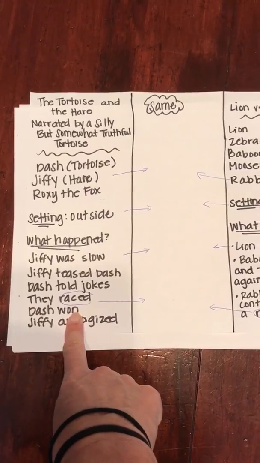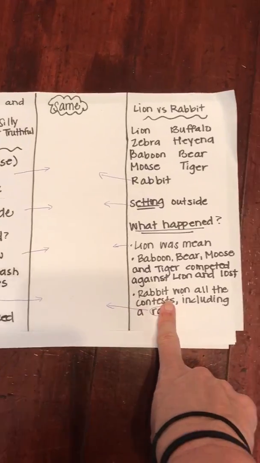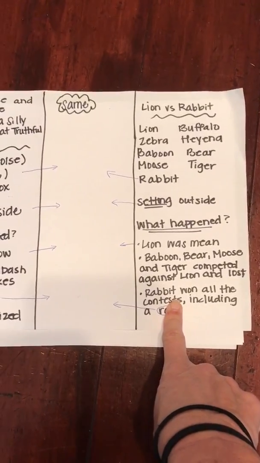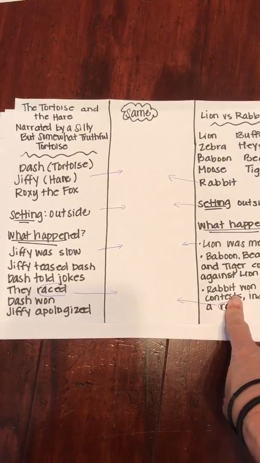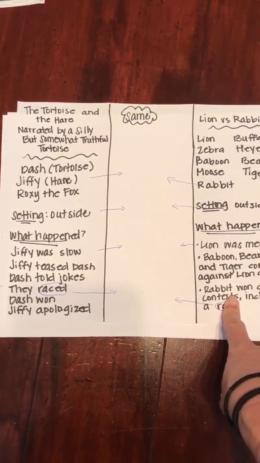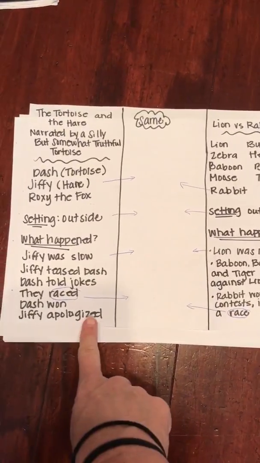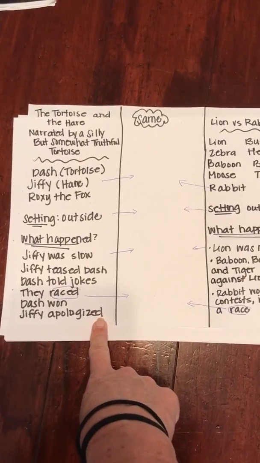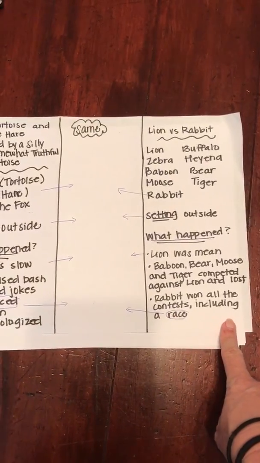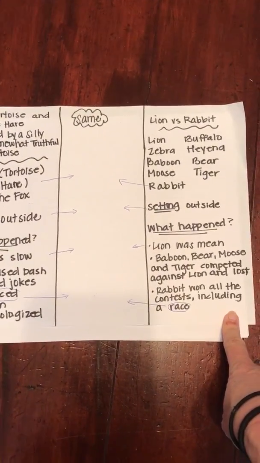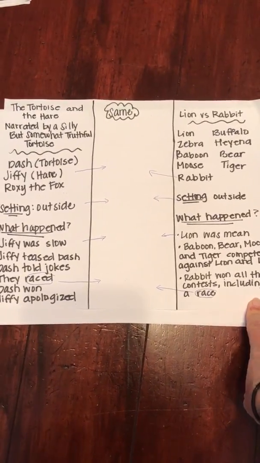In The Tortoise and the Hare, Dash won. Dash is the tortoise. And in the story, Lion versus Rabbit, Rabbit won. So would that be a way that the two stories are same or similar, or is that a way that those two stories are different? That's a way that they're different. At the end of our first story, Jiffy apologized, and he and Tortoise became friends. And at the end of the second story, Lion started being nice to his friends. So that's another way that they are similar.